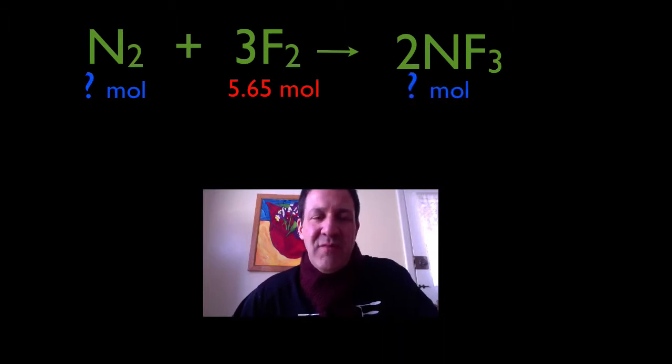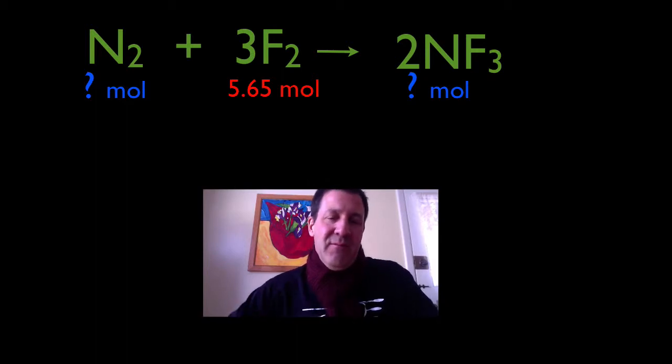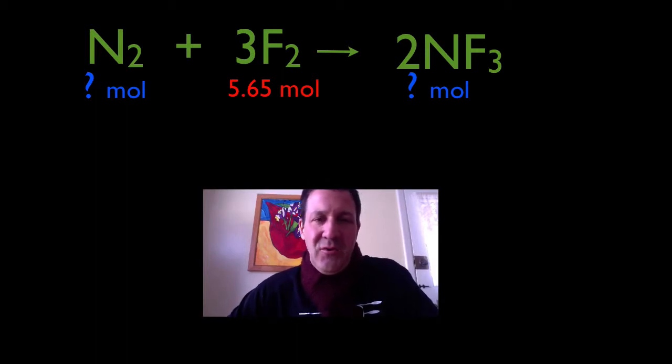Okay. Now we need to remember that every chemical equation shows us a molar or a particle relationship. So 1 mole of N2 plus 3 moles of F2 will yield 2 moles of NF3. And we're going to remember that that's a molar relationship and not a gram relationship or a mass relationship.